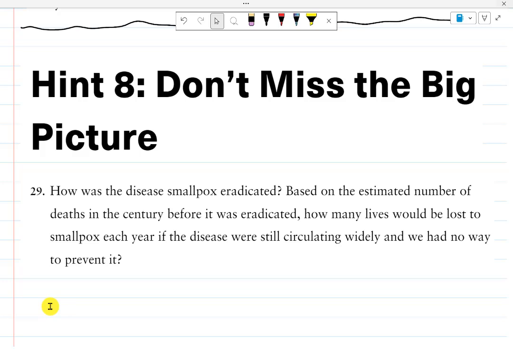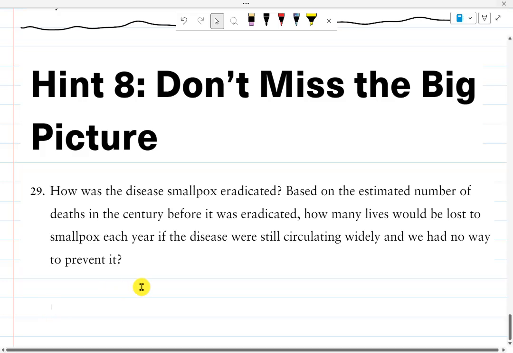How was the disease smallpox eradicated? Now, you should know that it was eradicated by injections, medications, whatever. And it was eradicated, I believe, in 1977. No more cases were reported after 1977. However, in the 76 years that it was around in the 1900s, globally, the disease killed 300 million people.